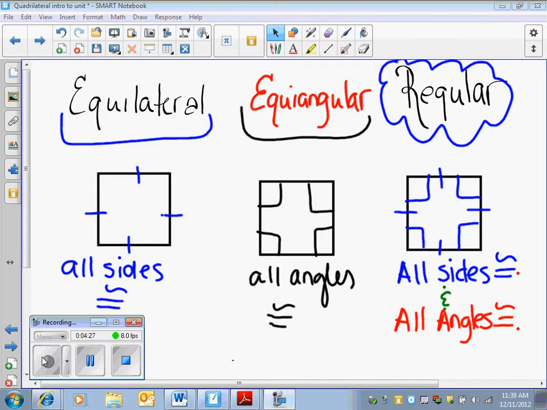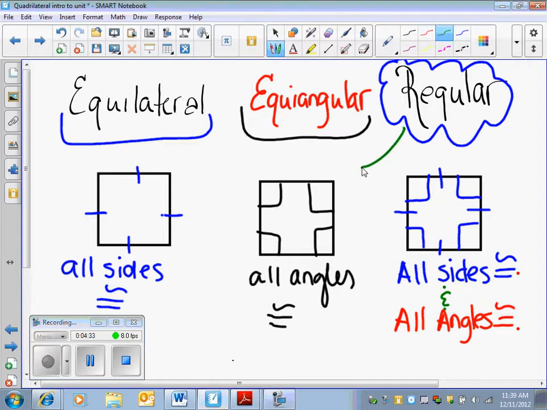Last but not least, our most popular vocabulary word is going to be called regular. Now, regular is a combination of equilateral and equiangular. If you notice, you'll see all sides are congruent and all angles are congruent. So look for that word regular.